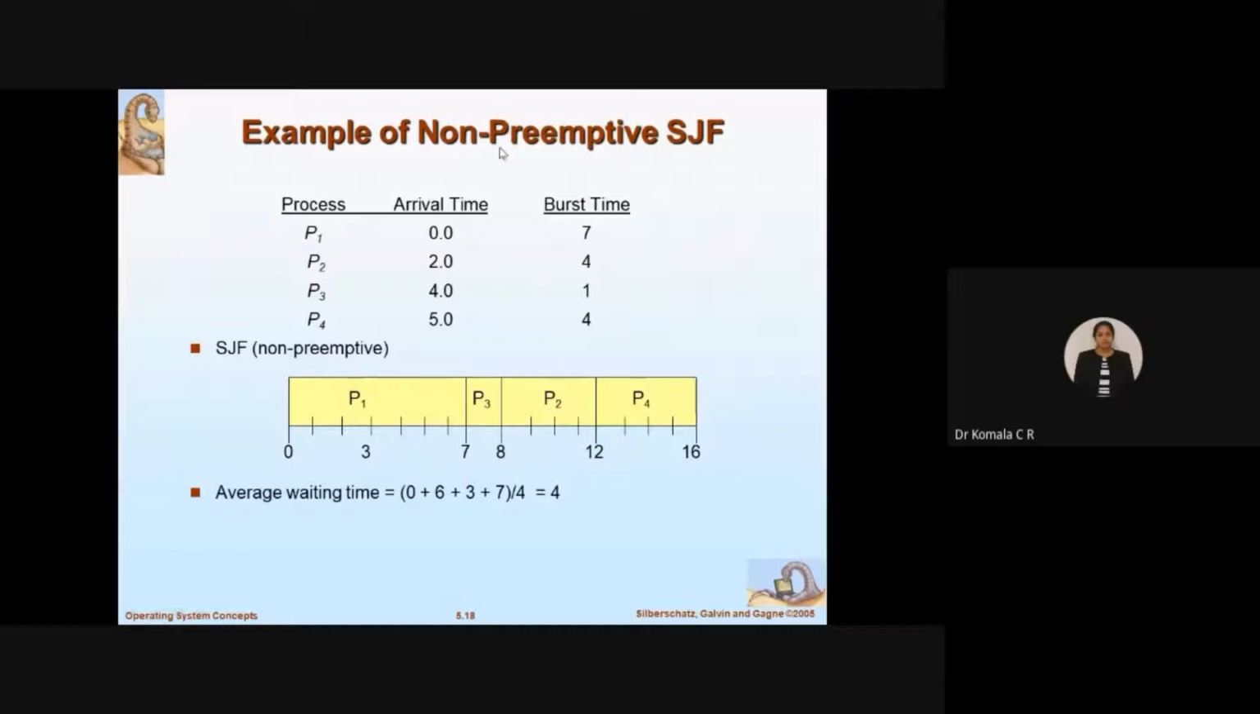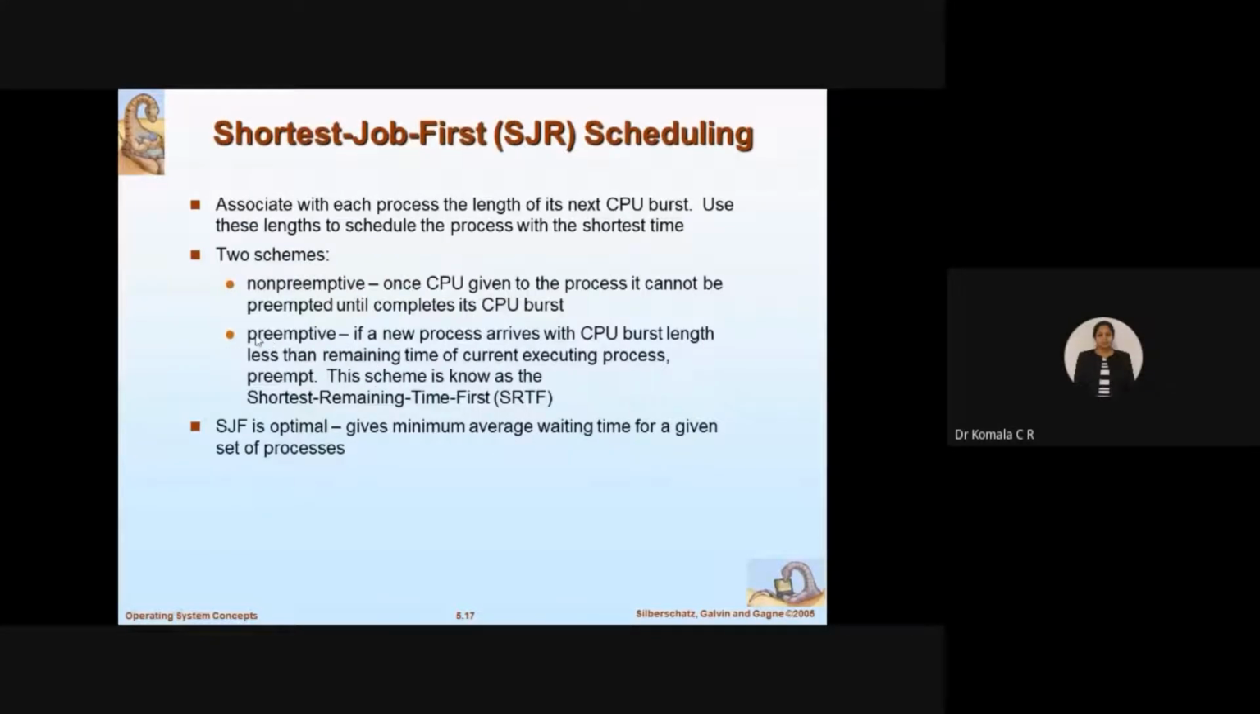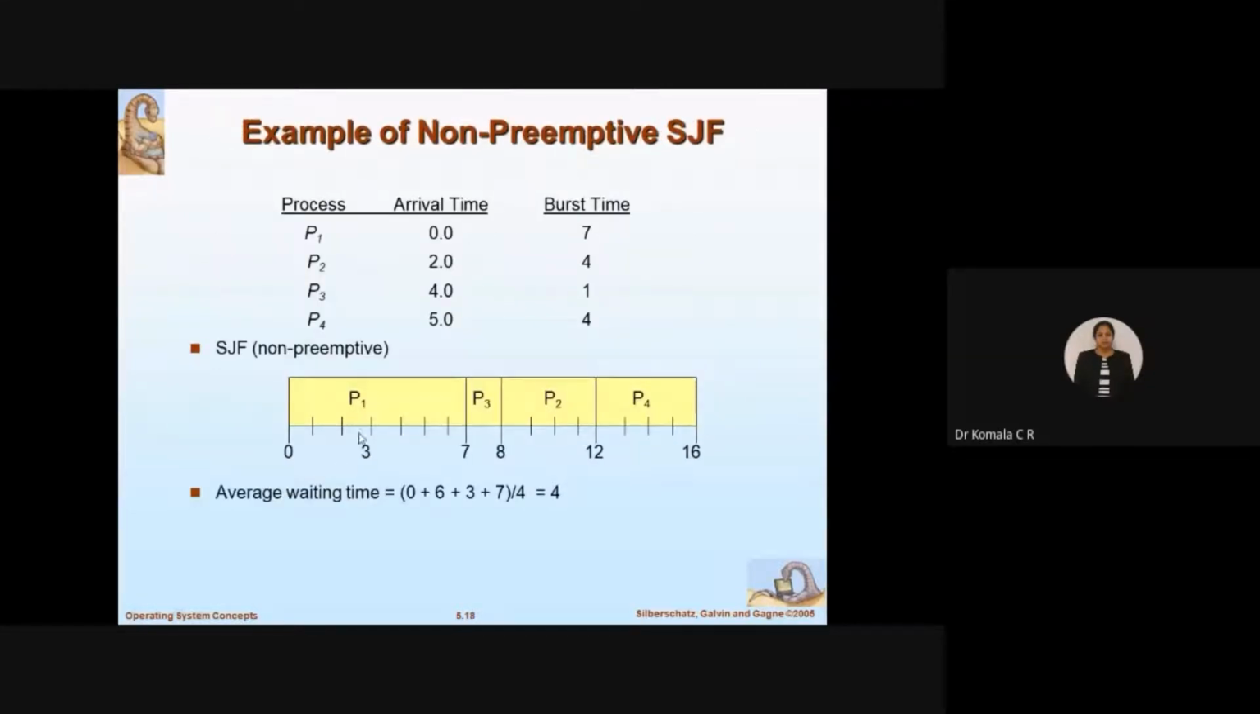But I already explained in the previous slide that in both these schemes, in non-preemptive, initially I will check. Before I start, I will definitely think about whichever requires the shortest time, and I'll go with that. But once I start, I will not preempt. In case of preemptive, I am going to check whether I can postpone it or not. So I will not postpone here in case of non-preemptive. So I have started with P1.